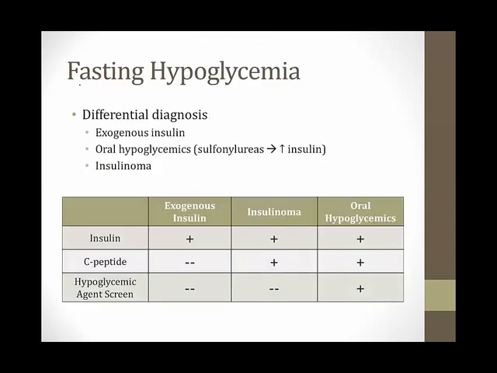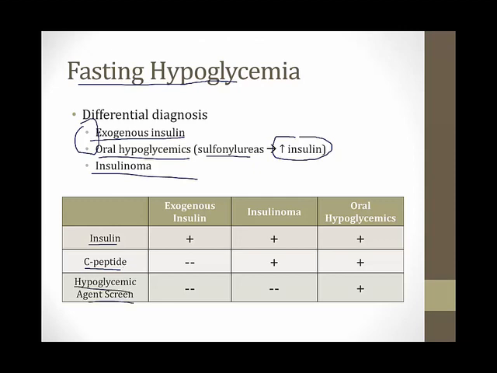When an adult patient has fasting hypoglycemia, the differential diagnosis includes exogenous insulin administration, oral hypoglycemic drugs like sulfonylurea. These drugs increase insulin secretion from the pancreas, and then finally an insulinoma. So you need to exclude these two causes before you can make the diagnosis of an insulinoma. The way you do this is by measuring the level of insulin in the serum, the level of C-peptide, and also a screen for hypoglycemic agents like sulfonylureas.